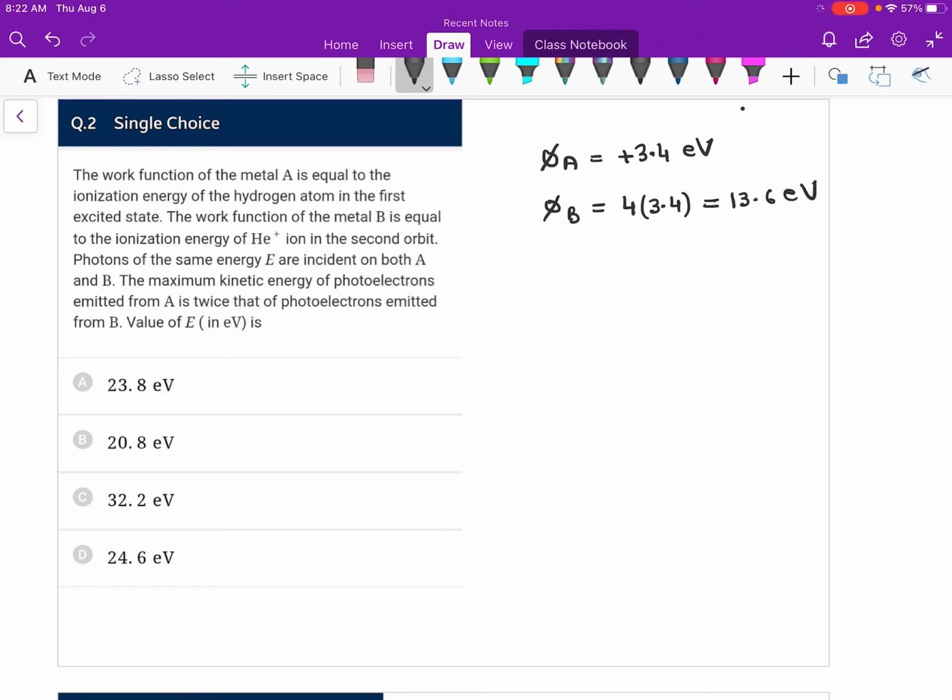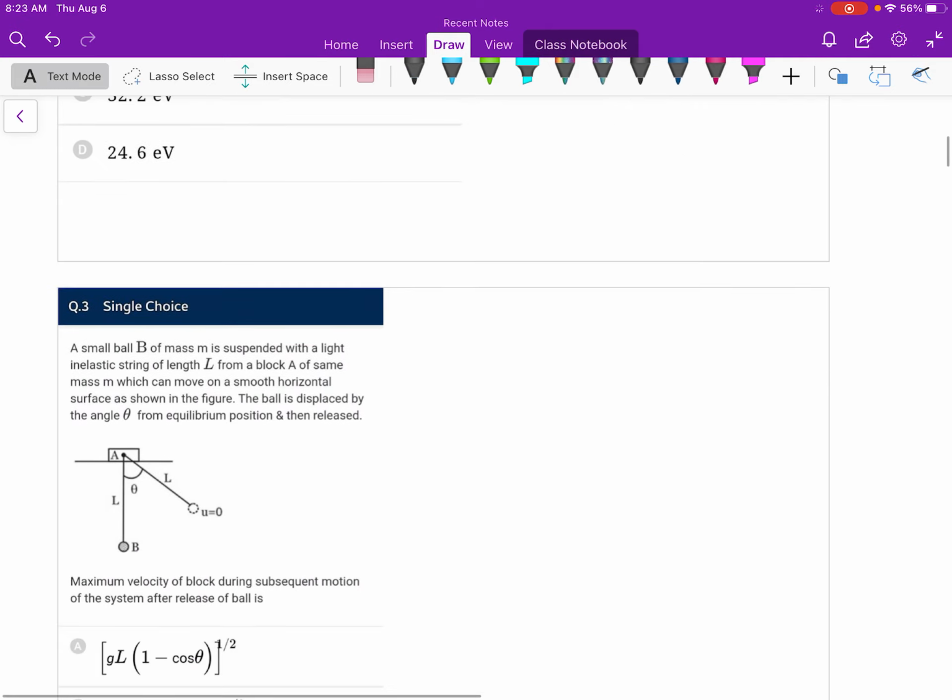Now the maximum kinetic energy of photoelectrons emitted from A is twice. So maximum kinetic energy of photoelectrons emitted from A is E minus 3.4, and that is twice the maximum kinetic energy emitted from metal B, that is E minus 13.6. So E equals 27.2 minus 3.4, so that is 23.8 eV. So incident energy is 23.8 eV.